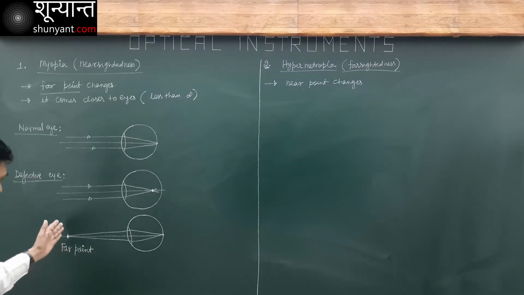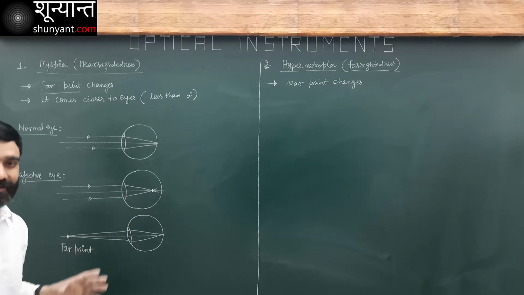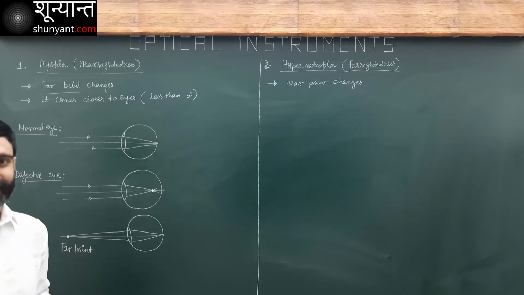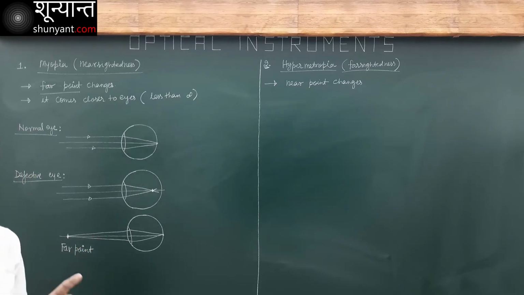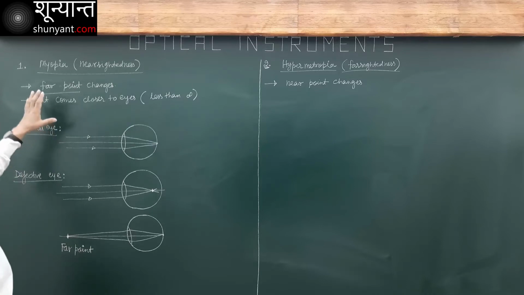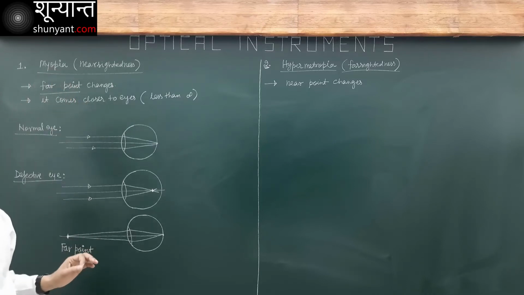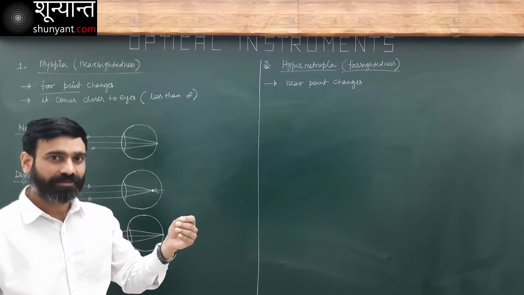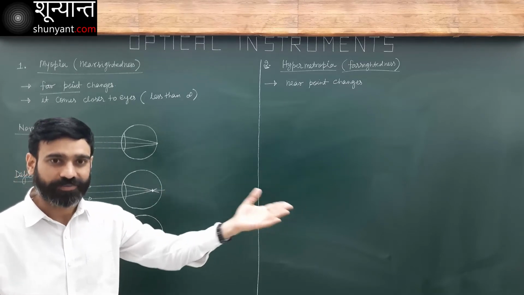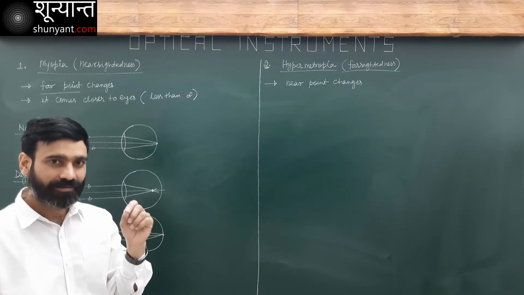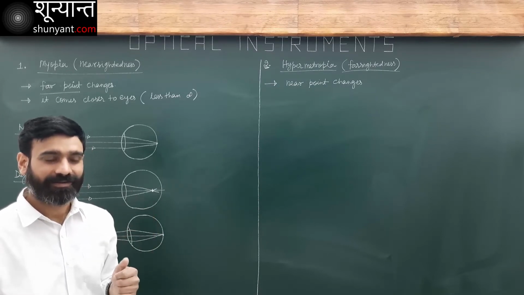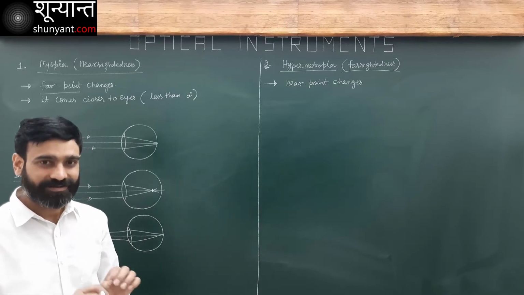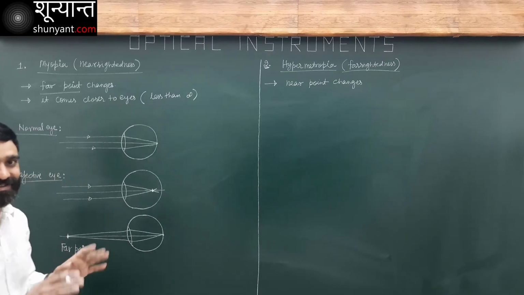If the object is beyond this, I cannot see it clearly. If the object is within this distance, then I can see it. Understood this? Okay? This is what is known as myopia, nearsightedness. I can see the nearby objects, but I cannot see the distant object. I have nearsightedness. My vision is nearsighted.